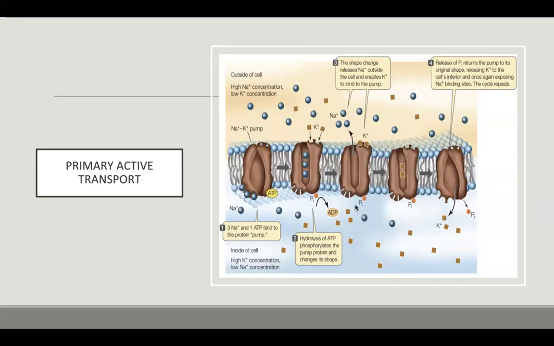ATP binds to the sodium-potassium pump. Once ATP binds to the sodium-potassium pump, the ATP gets hydrolyzed, so phosphate binds to the sodium-potassium pump. Because of that, sodium is able to be taken outside of the cell, potassium is able to be brought into the cell. And then eventually phosphate gets released, which allows the sodium-potassium pump to be returned to its original shape. And once again, the cycle repeats. So the sodium-potassium pump is extremely important for our neurons whenever action potentials occur.